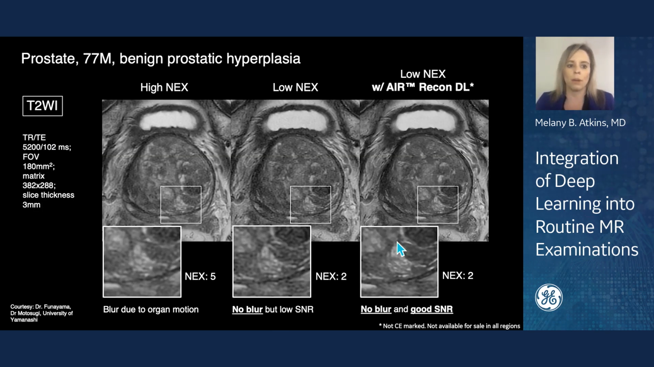This is another example of a gentleman with BPH. You can see here that when we have these high-nex long acquisition time images, we often get blurring secondary to either organ motion or rectal motion causing some of this organ blurring. When we do the faster low-nex acquisition, we don't have problems with blurring, but we suffer from low SNR. And finally, when we reconstruct the low-nex images with DL Recon, we have the best of both worlds. We don't have organ blur and we have excellent SNR.